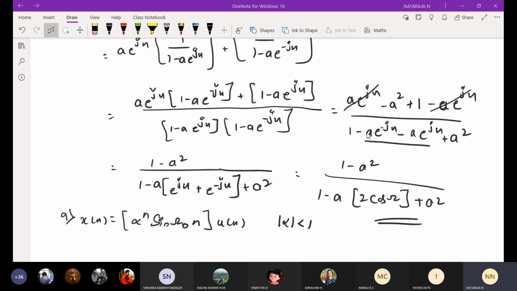Alpha sin omega naught into e power minus j omega divided by 1 minus 2 cos omega naught alpha e power minus j omega plus alpha square e power minus j 2 omega. Yes, very good. What about others?